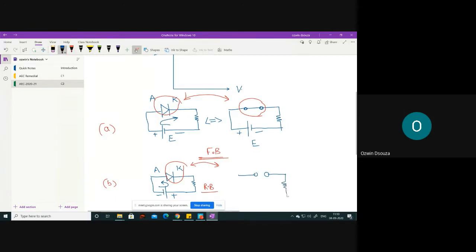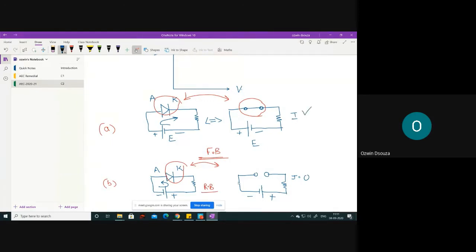So, closed switch for forward biasing mode and open switch for reverse biasing mode. Sorry, this is plus. I should have changed the polarity, so minus and plus. Here I'll maintain minus, and here I'll maintain plus. So here the current is 0 and here there will be a flow of current.